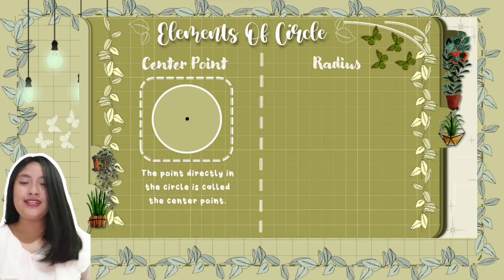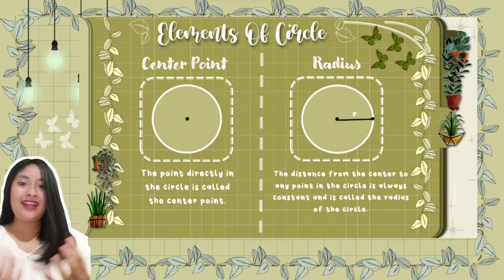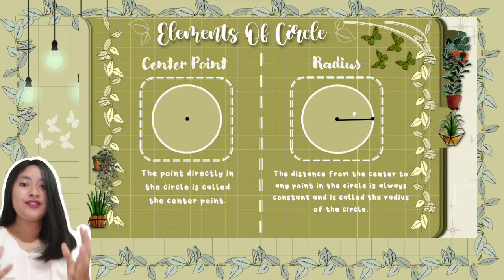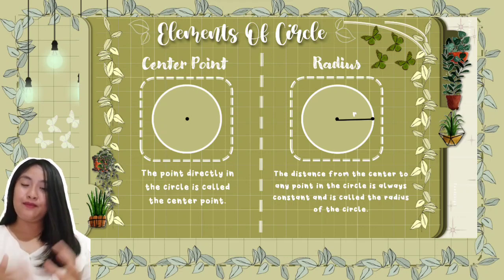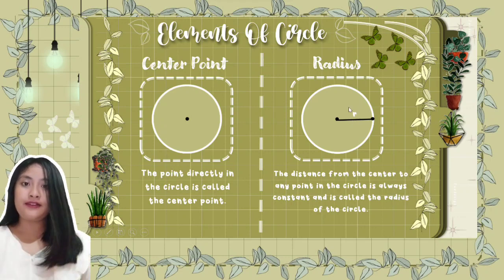The next element is the radius of the circle. The radius can be interpreted as the distance between the center point of the circle and the point on the circle. The radius of a circle is always the same because the distance between the center point and all points on the circle is the same. In mathematical formulas, the radius is often notated by the letter R.